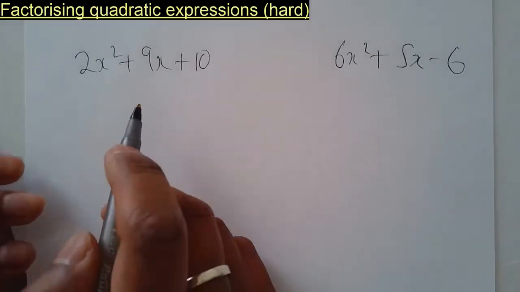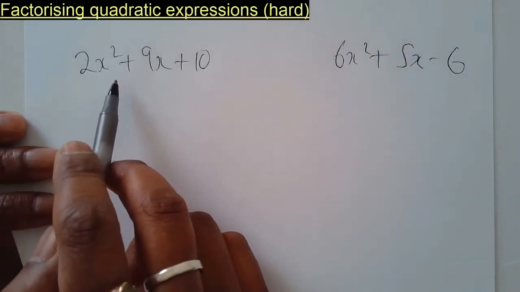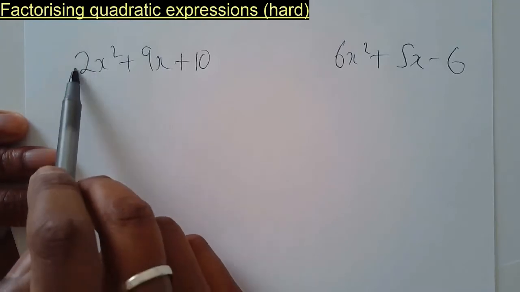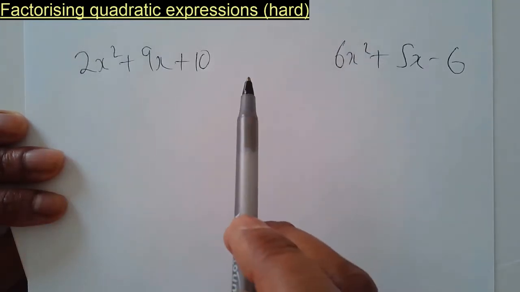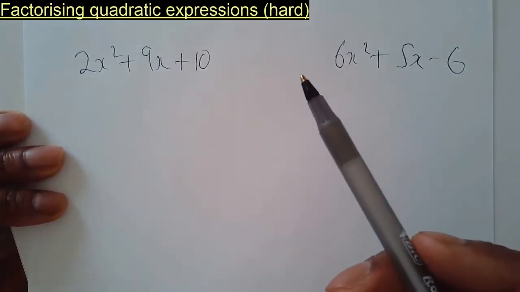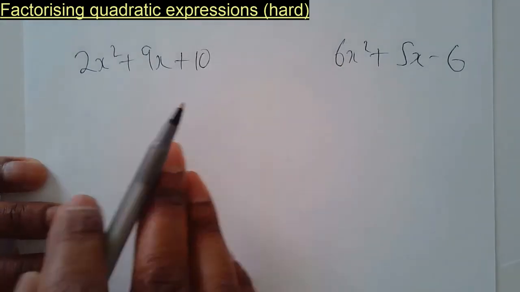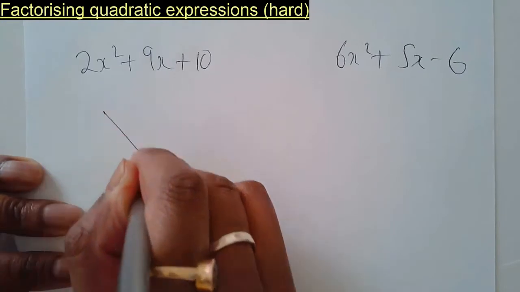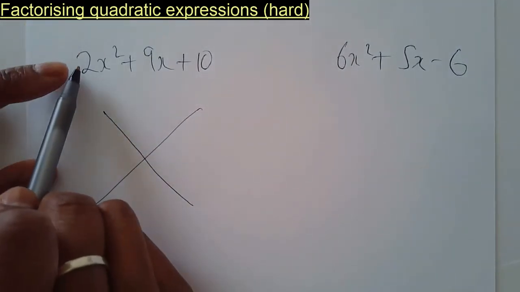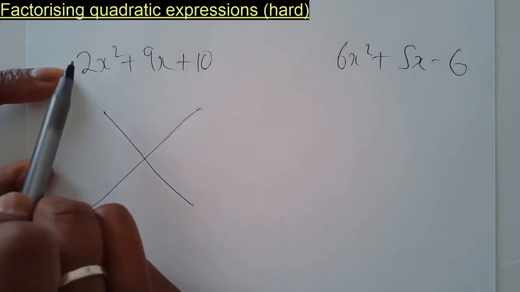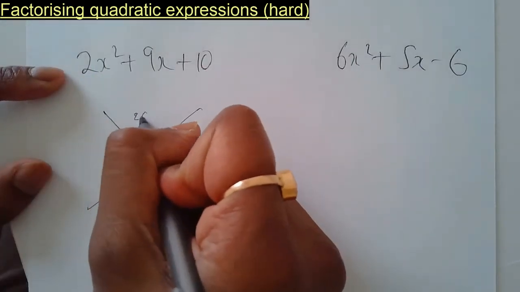Right, these ones are fairly difficult to factorise, not so straightforward, because there's a number in front of the x squared term. See? Number with the x squared term. So how do we do this? Right, there's a quick way. I'll show you. First of all, the first rule is multiply the first number with the last number. 2 times 10, 20.